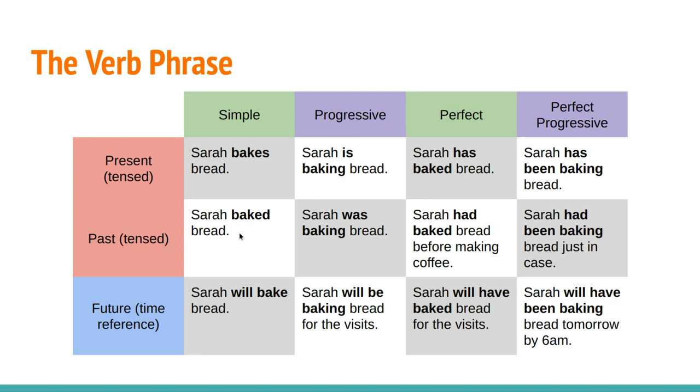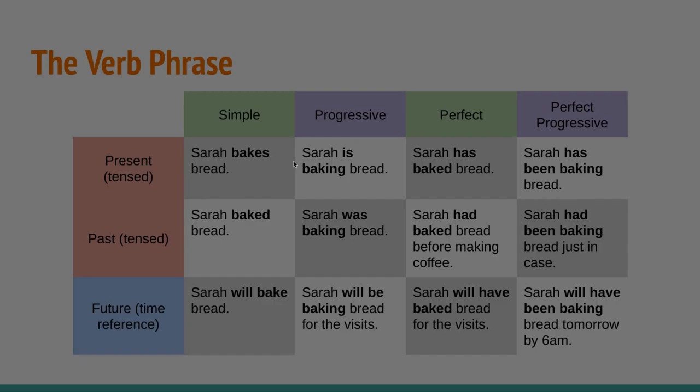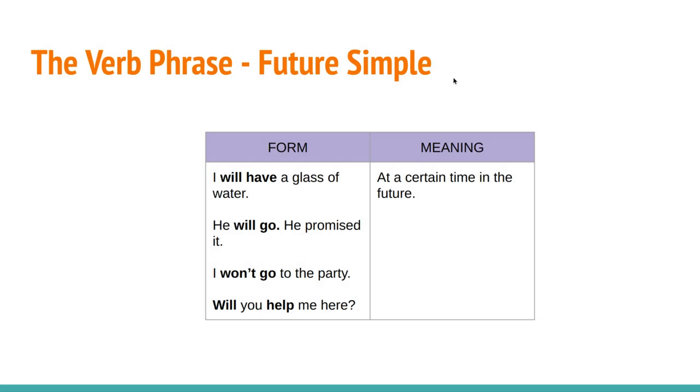Now, what we're going to see as regards future tenses is the combination of the modal will to form the future time reference together with the following verbs in the corresponding aspect. Now, future simple is formed with modal will plus the following verb in the base form. Remember that after modal verbs, we use the bare infinitive. So I will have a glass of water, not I will to have, I will having, no. I will have a glass of water. He will go. The conjugation is the same for every person.